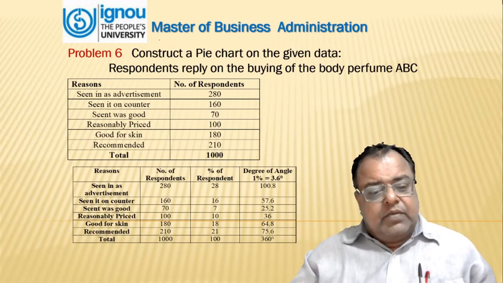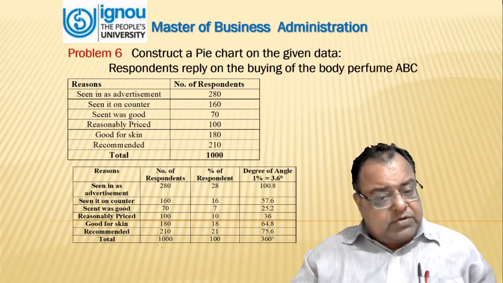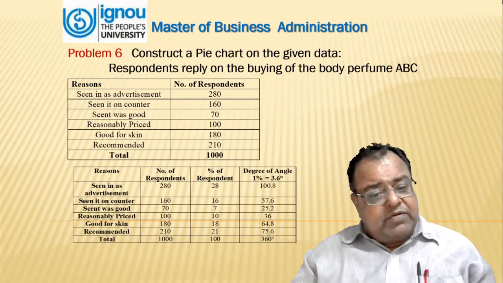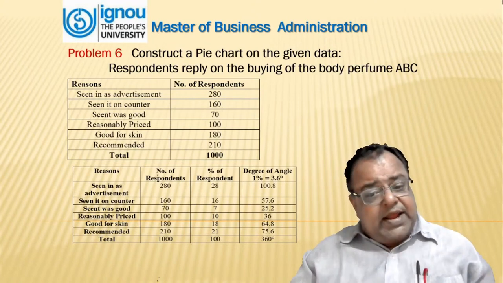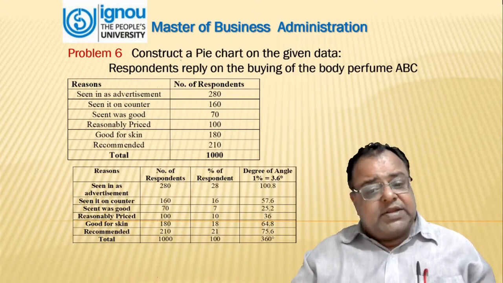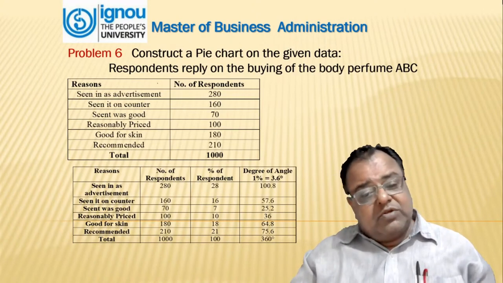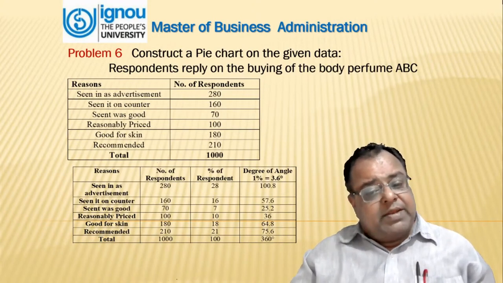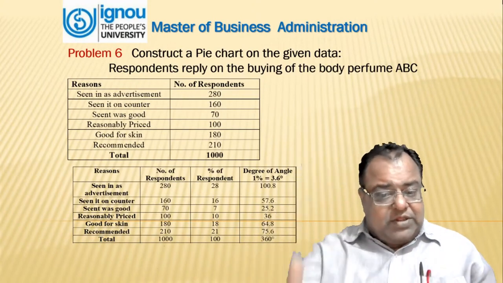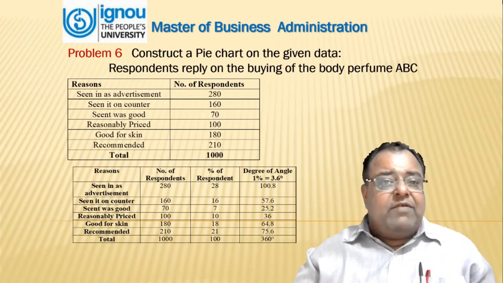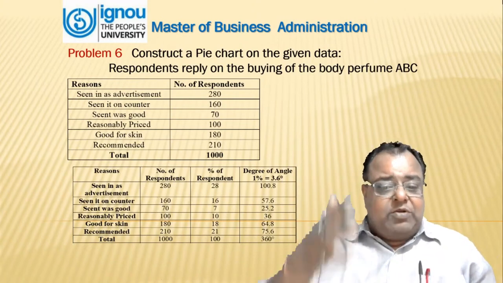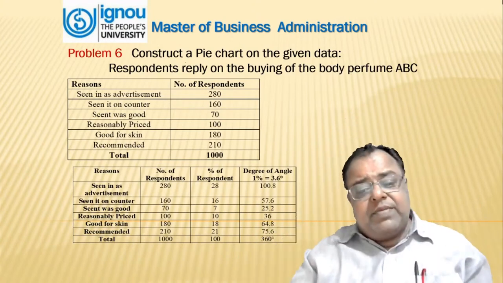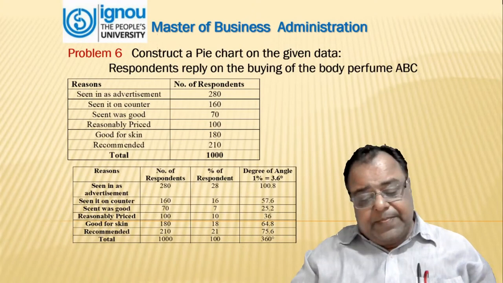For that, we have to sum up the total number of respondents. In this case, it comes out to be 1000. Then, for the respective class, we have to calculate the percentage of respondents. Mathematically, 1% is equal to 3.6 degrees. So straight away, we can multiply 28 by 3.6 and we will get all these values. To check whether your calculation is correct, you can sum them up, and the total will be 360 degrees.